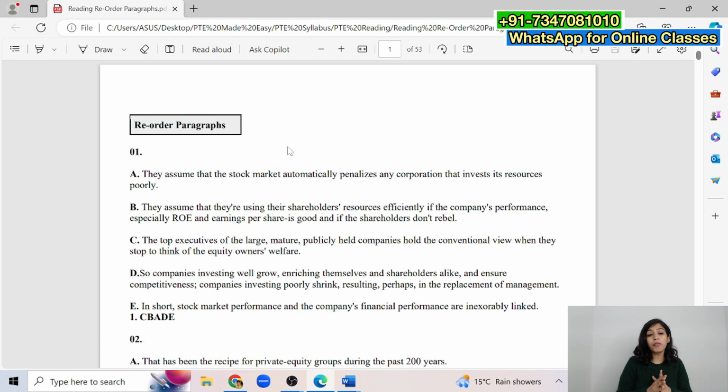I know many of you get confused when it comes to reorder paragraphs, but trust me, it is not a high scoring task. For this particular task, you are going to get a maximum of 6 to 7 marks. So there is no point in putting in too much effort for this task. Rather, spend only 1 minute and 20 seconds on a question like this.